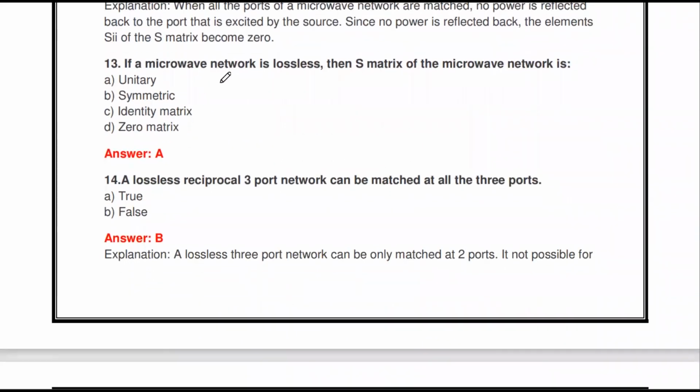Then the next one: if the microwave network is lossless, then the S matrix of the microwave network is dash. Unitary, symmetric, identity matrix, zero matrix. So if the microwave network is lossless, the S matrix of the microwave network is unitary.